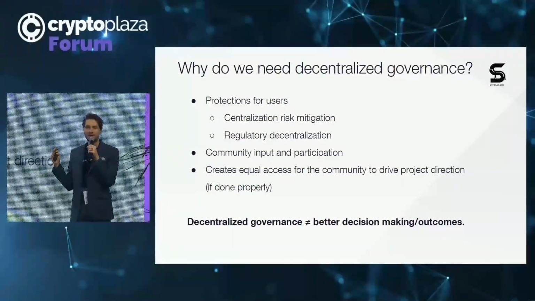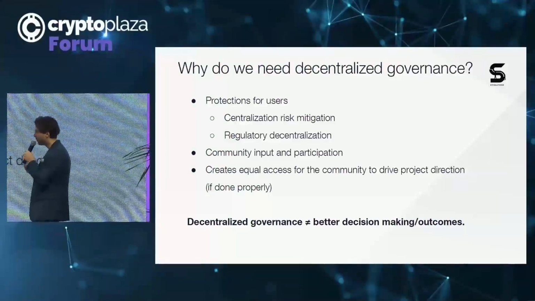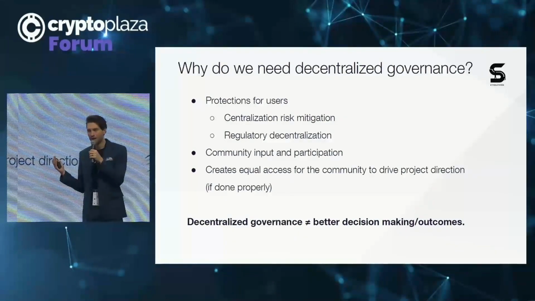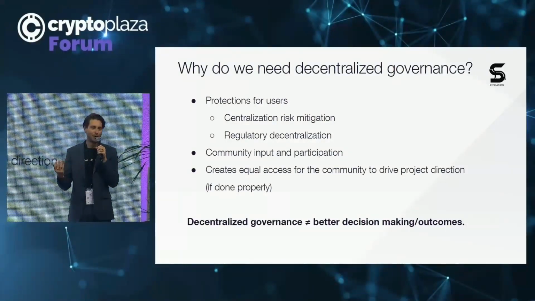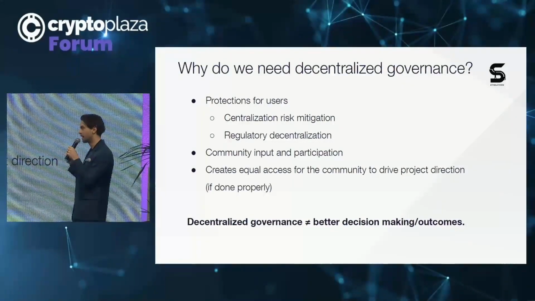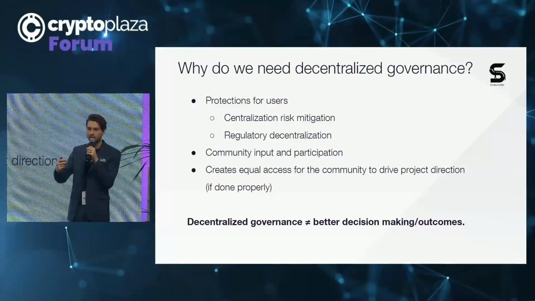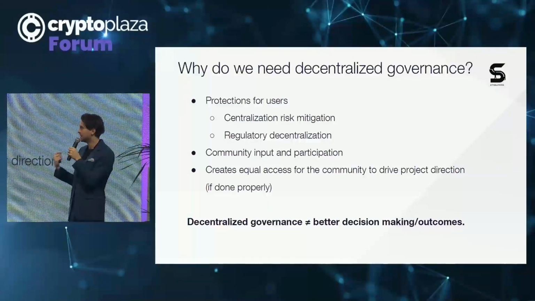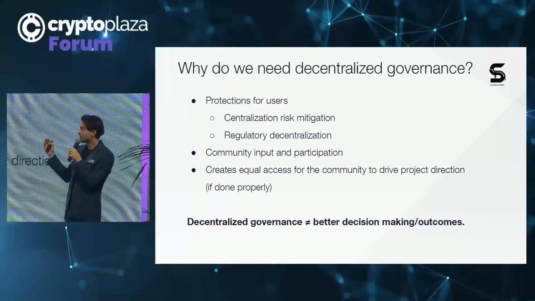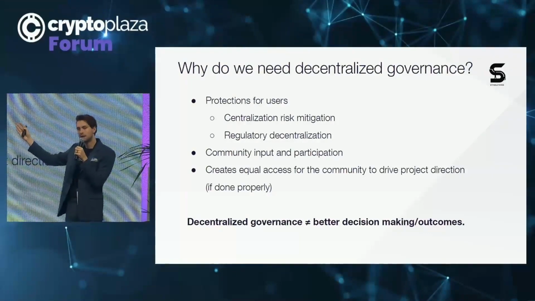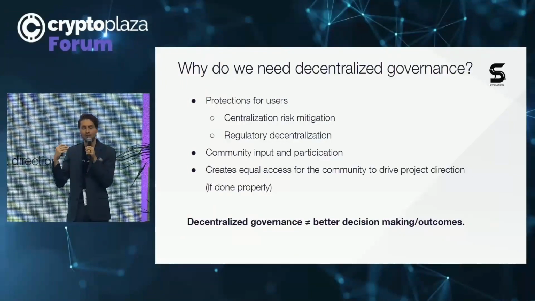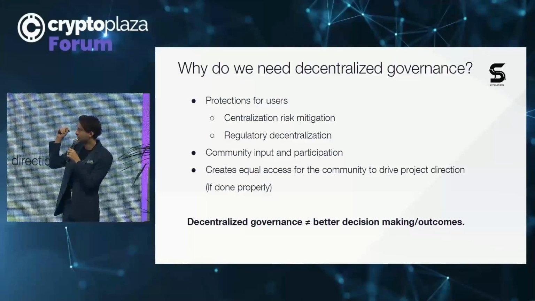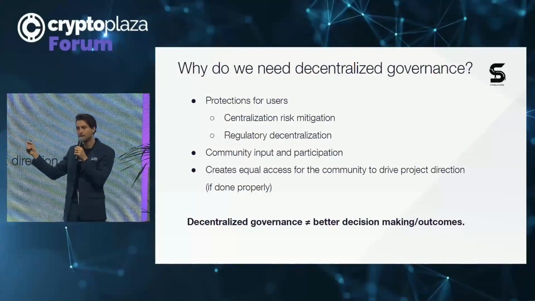People often have this perception that if we just implement decentralized governance, we will have 100 smart people coming in, and they will solve all the problems that we have. But this is rarely the case. So we need to take a step back and think about why we actually need it. A big part of it is protection for the users and ensuring the protocol's resilience. These things primarily come in under centralization risk mitigation.